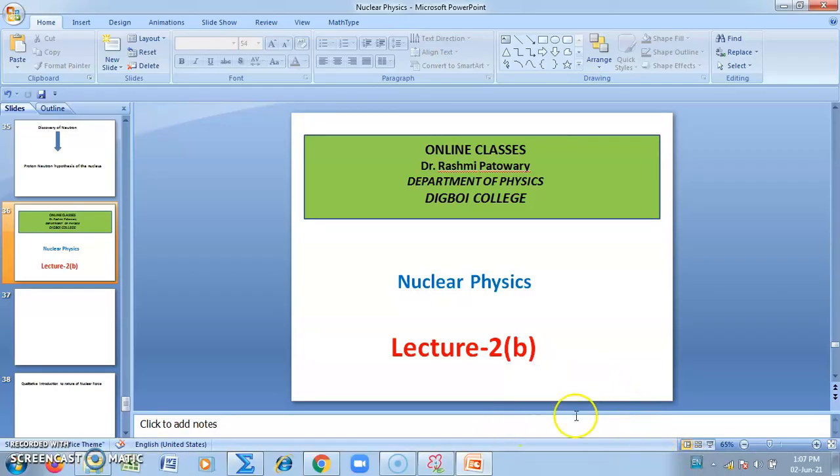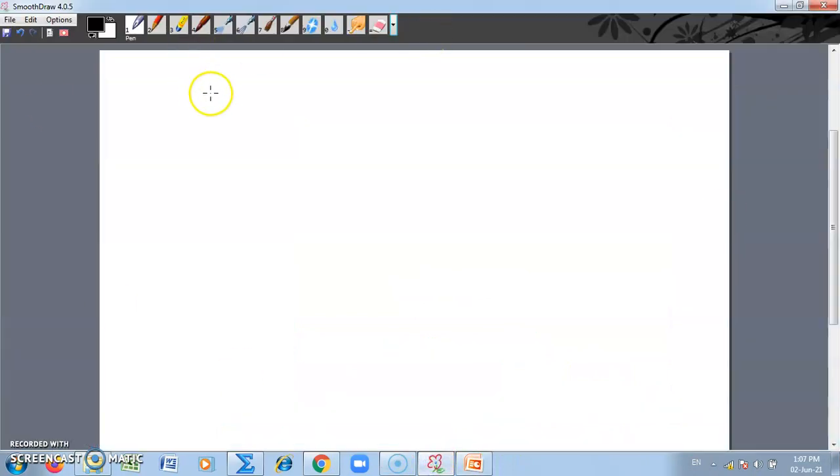We saw in our last part, that is 2A, that there are so many things which cannot be explained, such as why electrons are emitted from the nucleus, because electrons cannot reside there. That is number one, and so many other things are there too. First, let us talk about the radius of the nucleus.